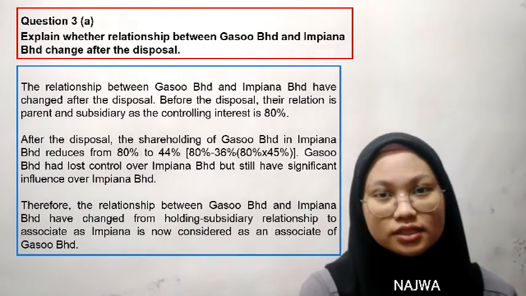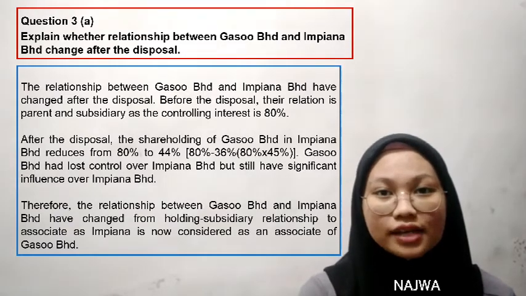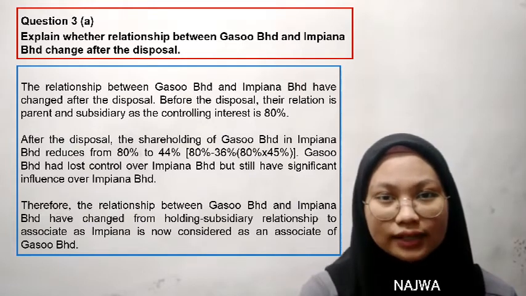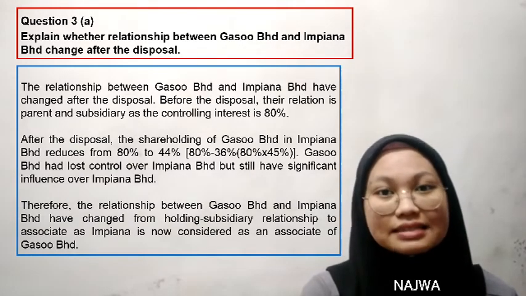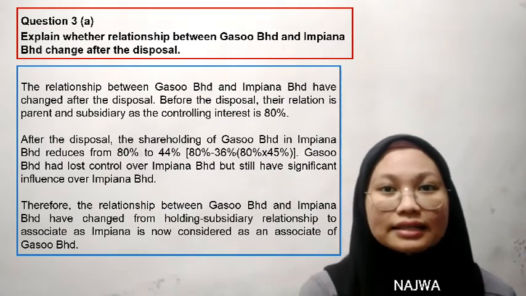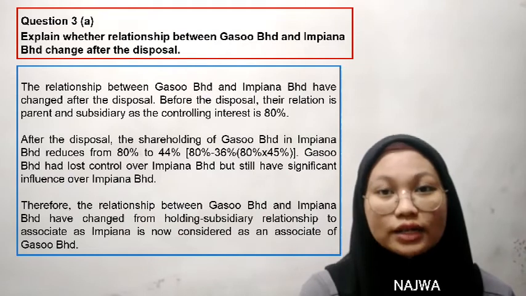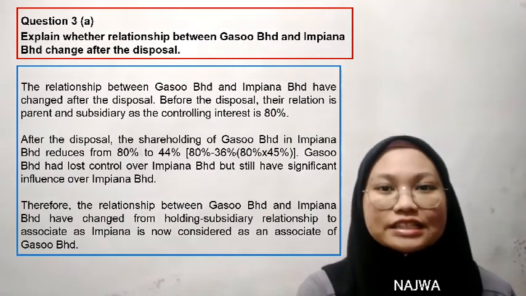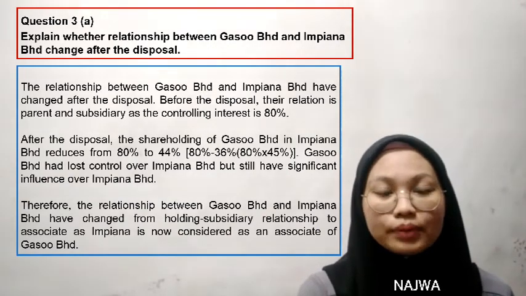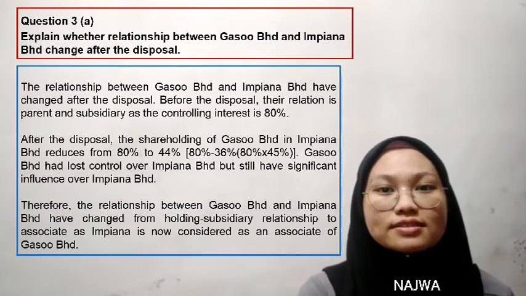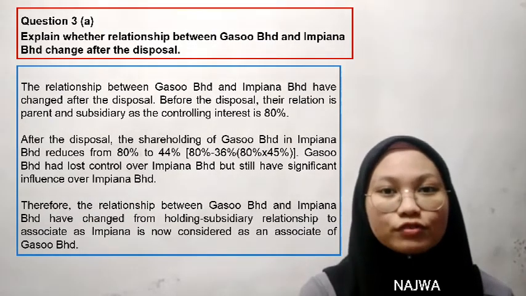After the disposal, the shareholding of Gasu in Impiana reduced from 80% to 44%. 44% is obtained by subtracting 36% from 80%. Gasu Berhad has lost control over Impiana, but still has significant influence over Impiana. Therefore, the relationship between Gasu and Impiana has changed from a parent-subsidiary relationship to an associate, as Impiana is now considered an associate of Gasu.